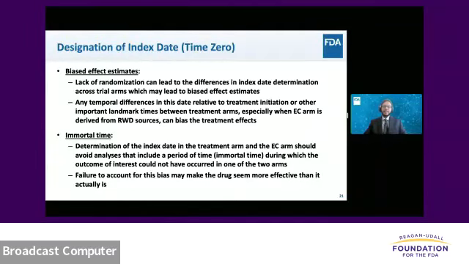This section in the guidance talks about index time, that is the time zero, which is critically important in externally controlled trials to avoid biased effect estimates. In particular, determination of the index date in the treatment arm and the external control arm should avoid analyses that include a period of time, called immortal time, during which the outcome of interest could not have occurred in one of the two arms. This time is referred to as immortal time, and the bias arising from this is termed the immortal time bias. Failure to account for this bias may make the drug seem more effective than it actually is.